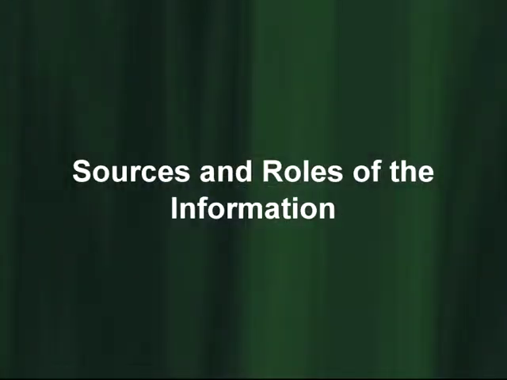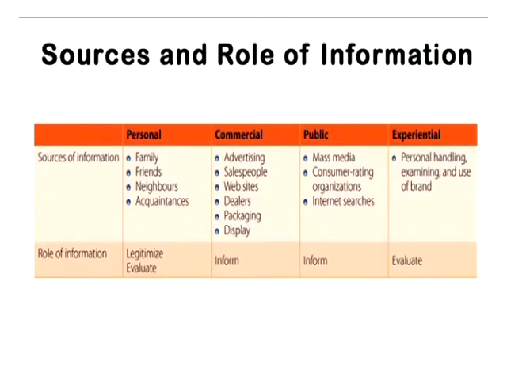Let's evaluate the sources and roles of the information. In case of personal information, which is collected from family, friends, neighborhood, acquaintances, it is a very legitimate information. From the commercial information like advertising, salesperson, websites, dealers, packaging, display, this is more of an informative information. The public information like mass media, consumer rating organizations, internet searches, this again is more of an informative information. And finally, the experimental information like personal handling, examining, use of brand, etc. This is more of an evaluative information.